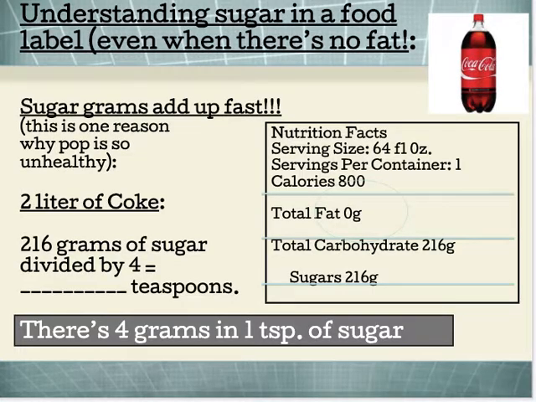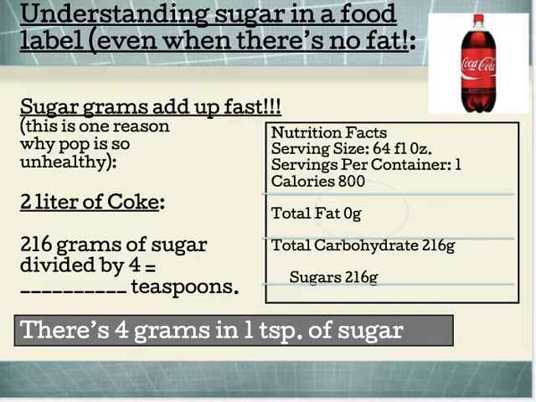So let's do some understanding of sugar in food on the labels, even when there's no fat, because sometimes that's where we get no sugar but high fat, or vice versa. So sugar grams add up really fast. This is one reason why pop is so unhealthy. If you look at a 2-liter bottle of Coke, there are 216 grams of sugar. Divided by 4 equals how many teaspoons of sugar there are.